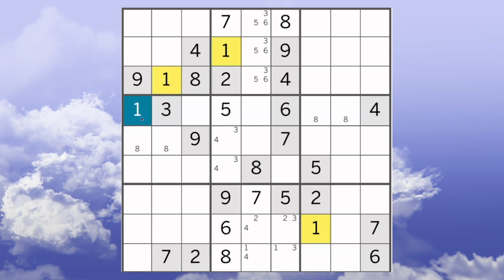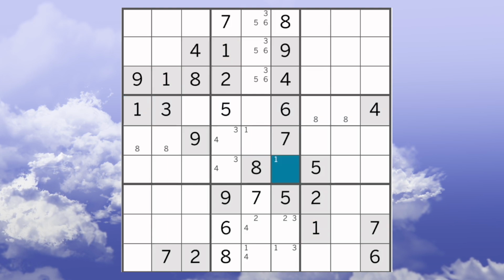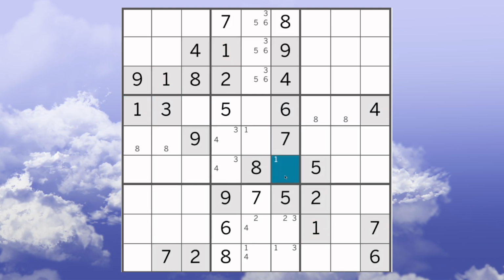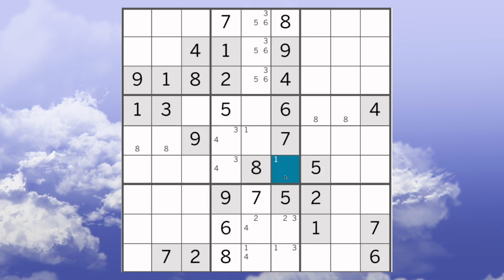This 1 and this 1 make our 1s in one of those 2 blocks.